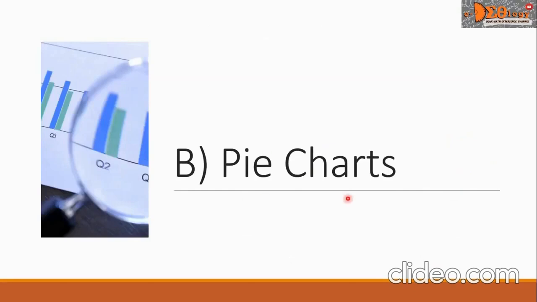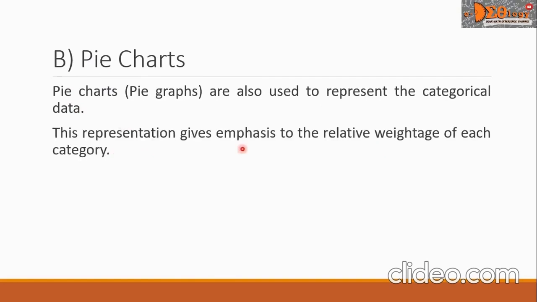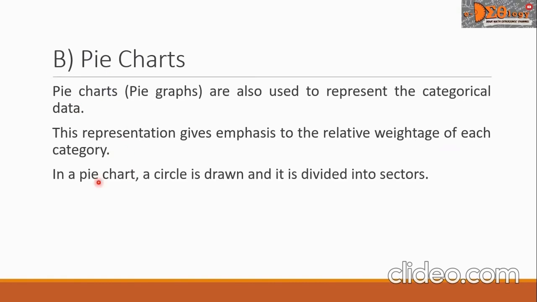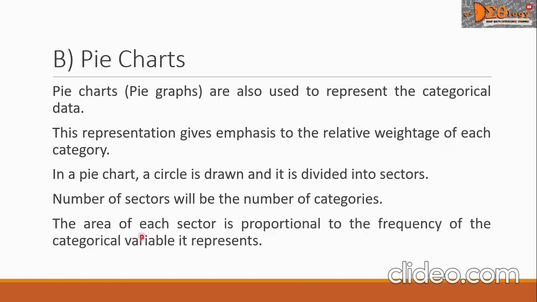Let's go now to pie charts. Pie charts or pie graphs are also used to represent categorical data. This representation gives emphasis to the relative weightage of each category. In a pie chart, a circle is drawn and it is divided into sectors. The number of sectors will be the number of categories. The area of each sector is proportional to the frequency of the categorical variable it represents.